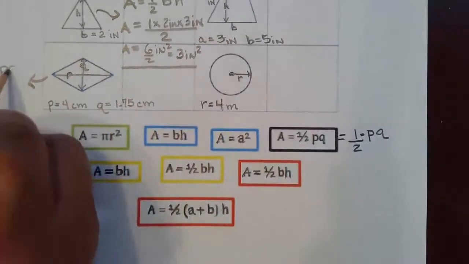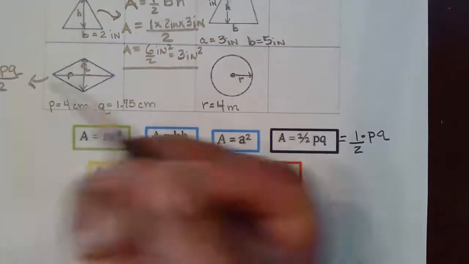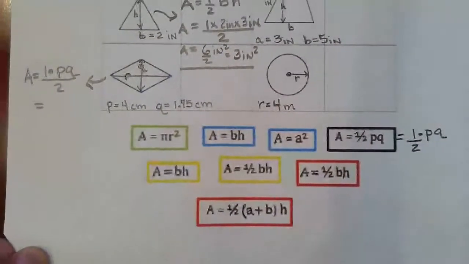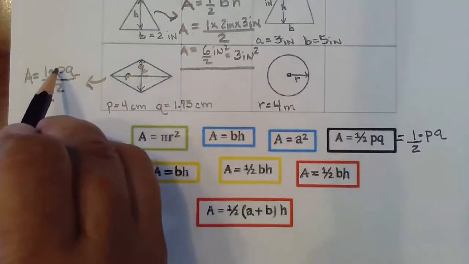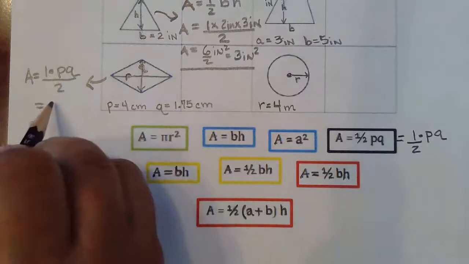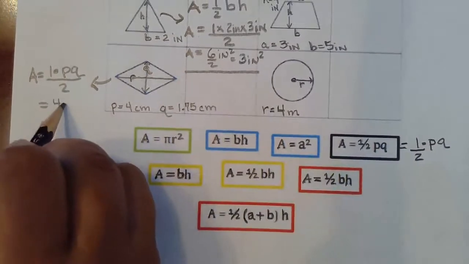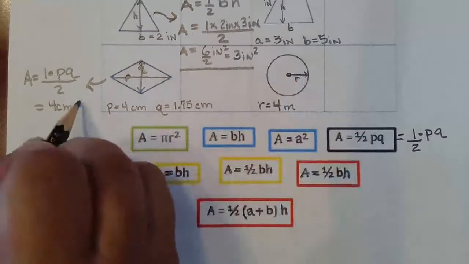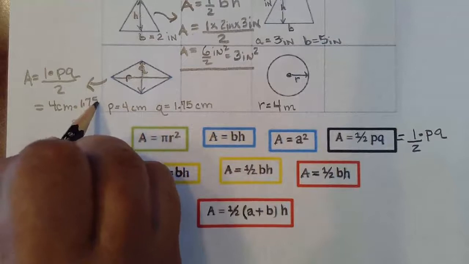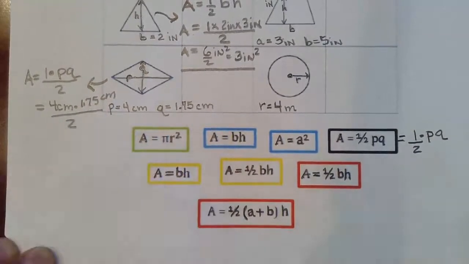I'm going to write it again over here, over 2. And you don't have to write the 1 because multiplying by 1, of course, doesn't change anything. But you do need to write the P times Q. Again, when two letters are right up against each other, that indicates multiplication. So you could go, my P is 4 centimeters times, I'll put a little dot there, 1.75 centimeters divided by whatever the divisor is, which in this formula is a 2.